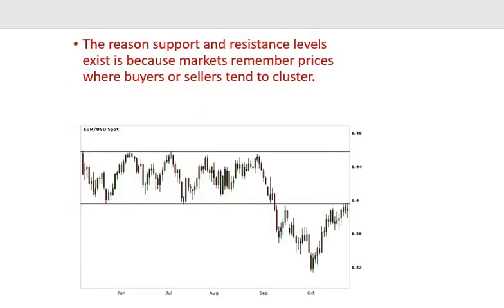The reason why support and resistance levels exist is because the market remembers prices where buyers and sellers tend to cluster. What we're saying here is that the market always repeats itself. When it gets to a position, maybe in the last 2 weeks, at a particular price, this week, when the market gets to that position, whatever happened that time will repeat itself. If a market hits a resistance line last week, if it gets to that level this week, it will still react to that same price level. So that is what we're trying to explain there.